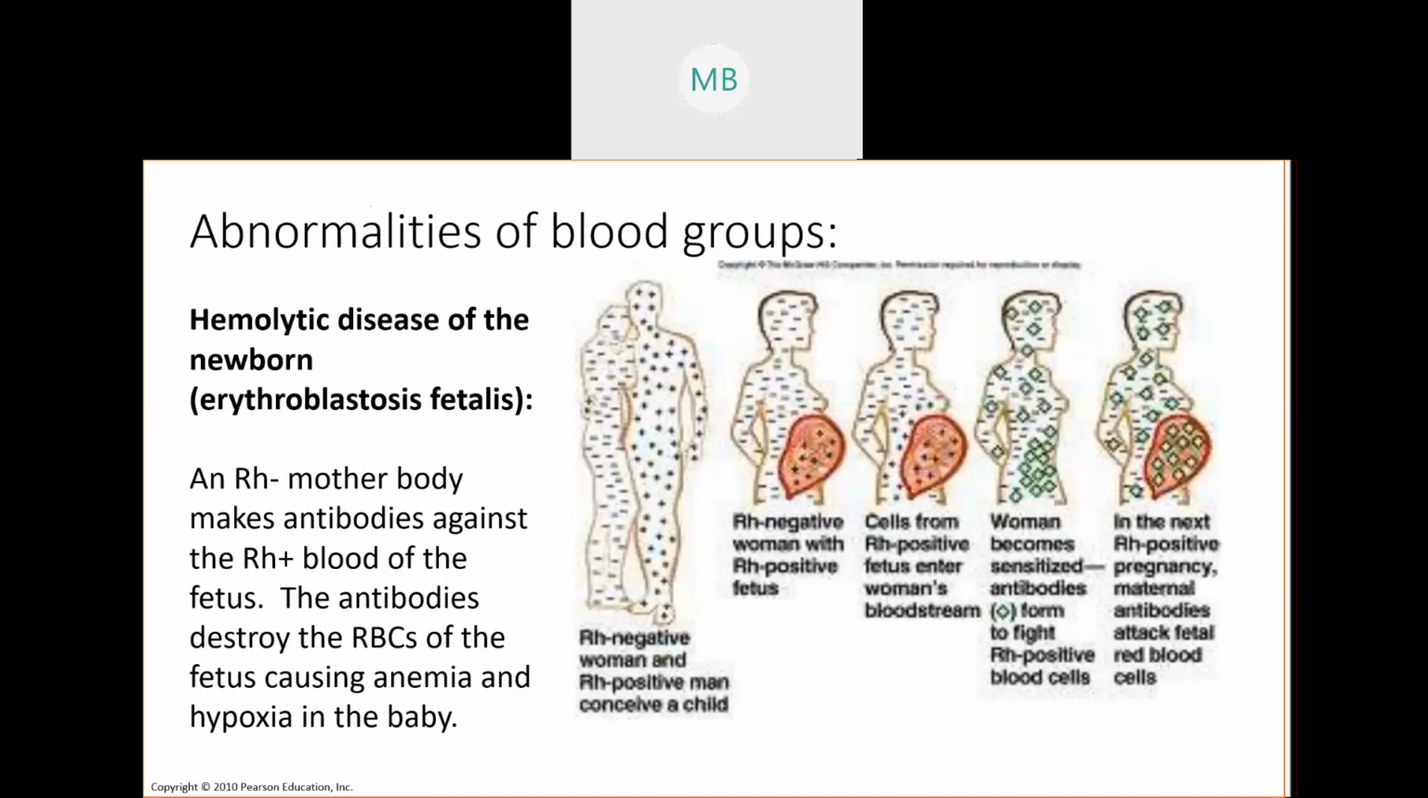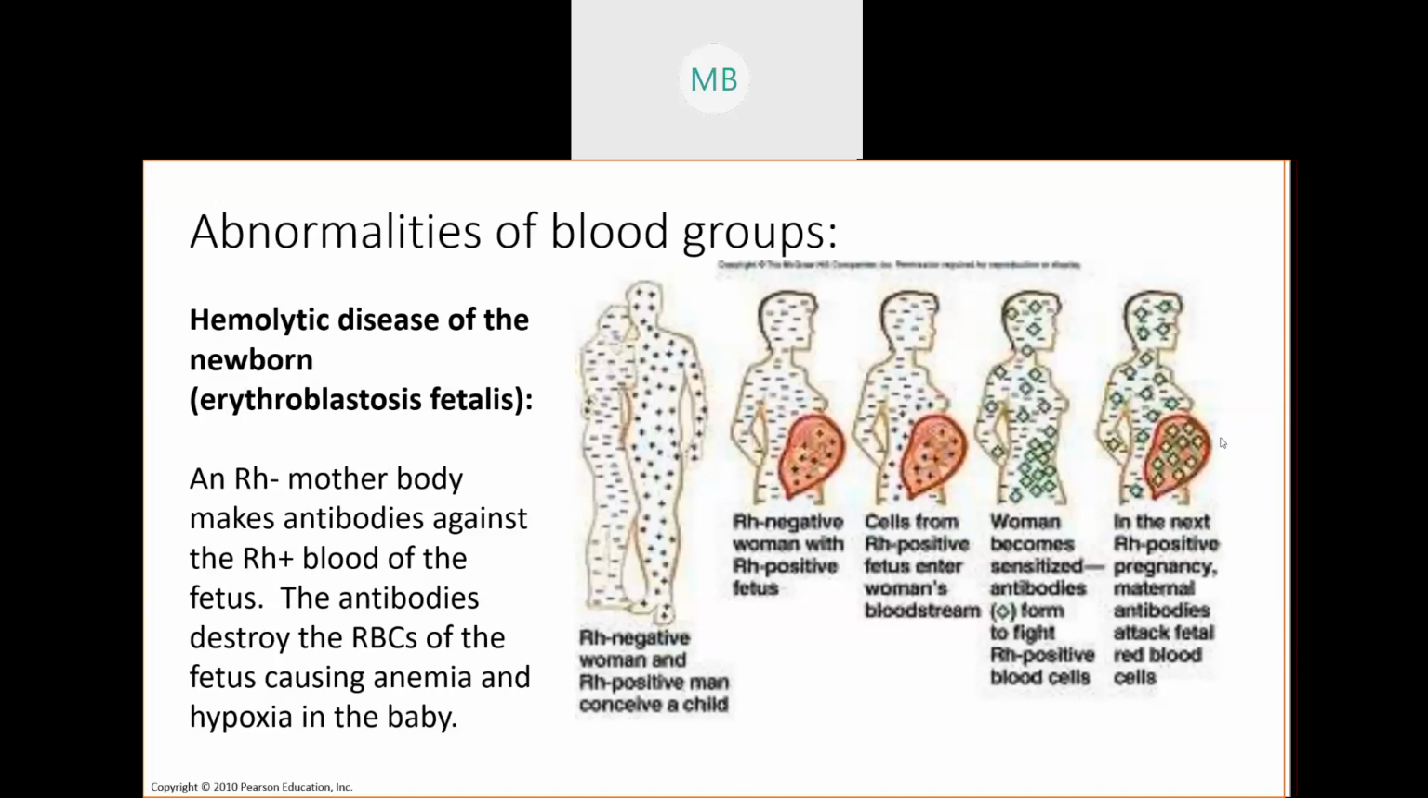That means that the woman's body is now on high alert looking for that positive blood type. So any subsequent pregnancies that this woman may have with a fetus that has positive blood type, the woman's body is looking for that. And it's looking for Rh positive antibodies because it doesn't know what it is and it views it as a threat.